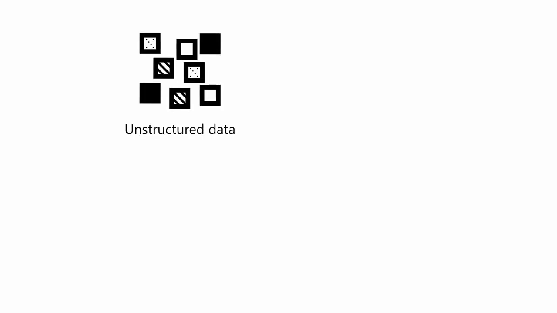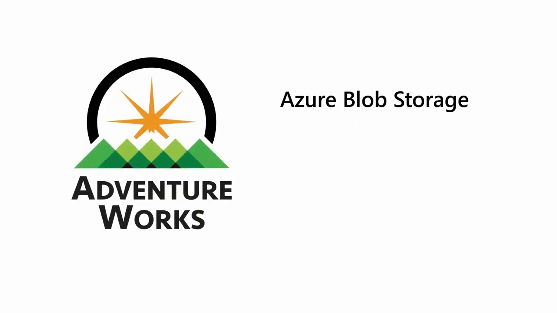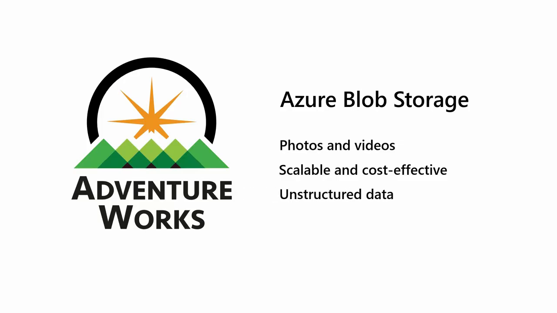Remember when we spoke about serialization and the formatting to allow the storage of unstructured or semi-structured data? One of those formats is a blob. This is a binary large object where the data is stored in a binary ones and zeros format. For AdventureWorks' online retail website, Azure Blob Storage is an ideal option for storing unstructured data such as photos and videos. It's a scalable and cost-effective cloud storage service which is designed to store large amounts of unstructured data such as images, videos, or documents.